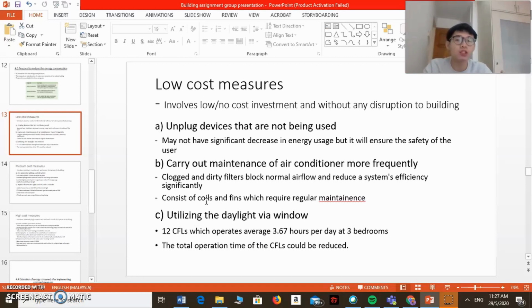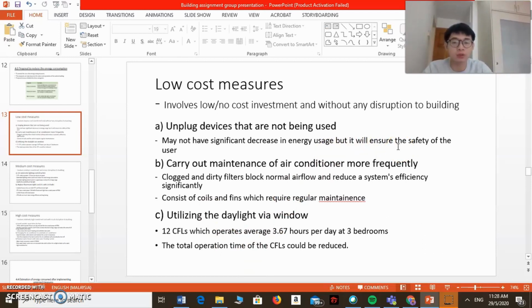So through the energy audit, we have seen that the user left a lot of electrical appliances like phone chargers, laptops, or even kettles plugged in, and the user can reduce the monthly energy consumption by unplugging those devices. Unplugging devices may not have a significant decrease in energy usage, but it will ensure the safety of the user.